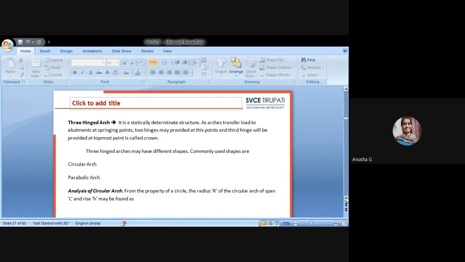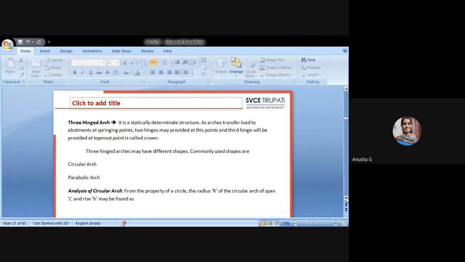I will show the diagram also. In 3 hinged arches, there will be 2 hinges, one on the left side and one on the right side, and the third hinge will be at the center point, at the top. 3 hinged arches may have different shapes, and the commonly used shapes are the circular arch and the parabolic arch.